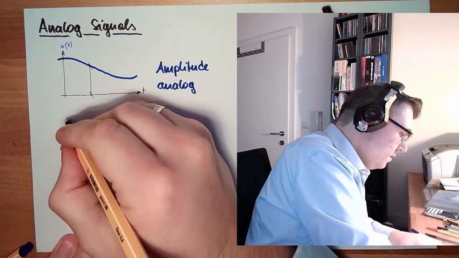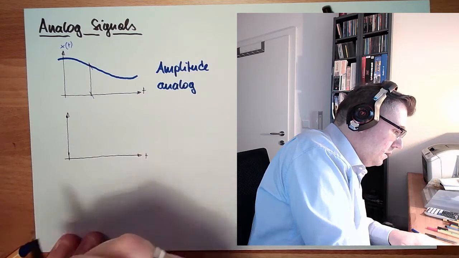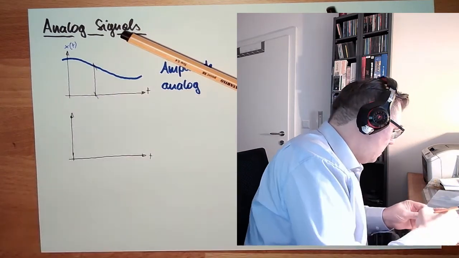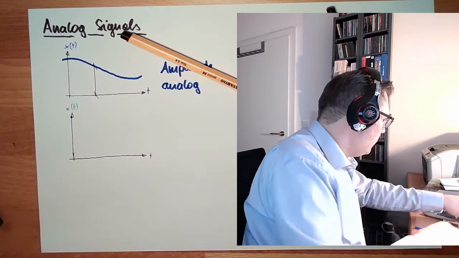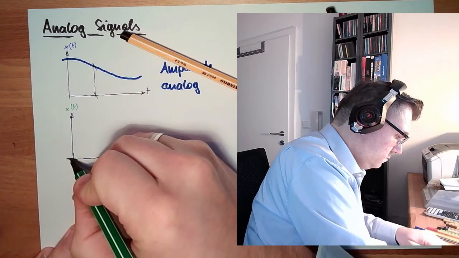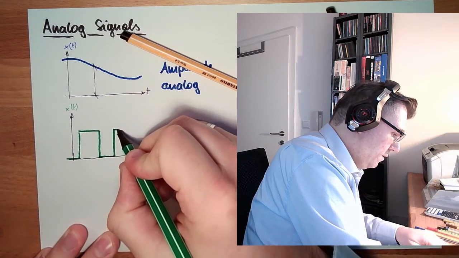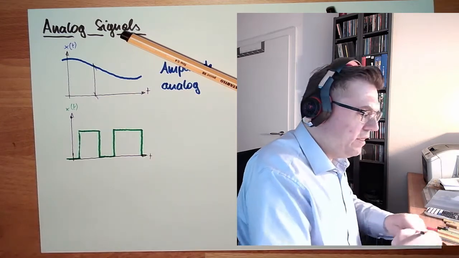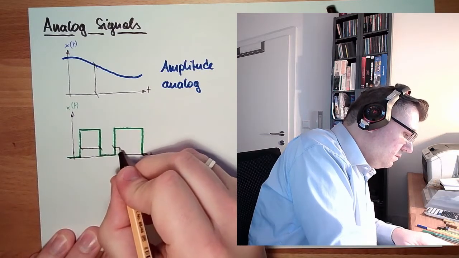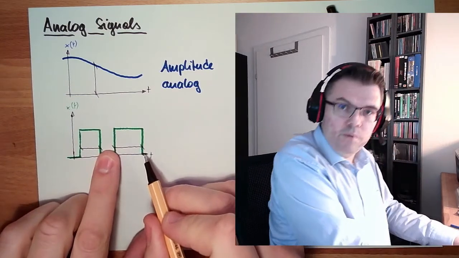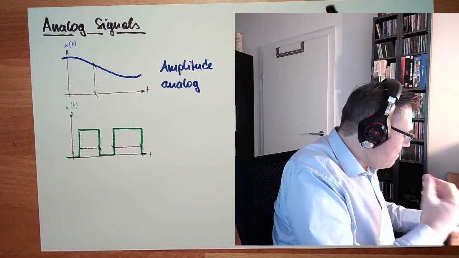Then we have the time analog. So there's also, and I will use a different color maybe, X from T. And here it jumps to a certain value, stays there, goes down. Jumps to a certain value, stays there, goes down. And the information content is here in the length of the pulse. So this is a slightly bigger value than this one. So this is time analog.